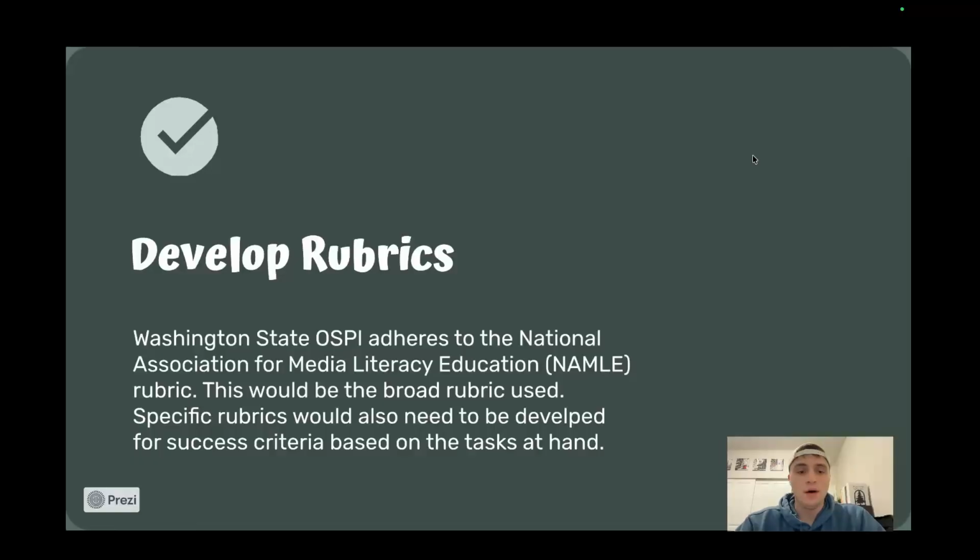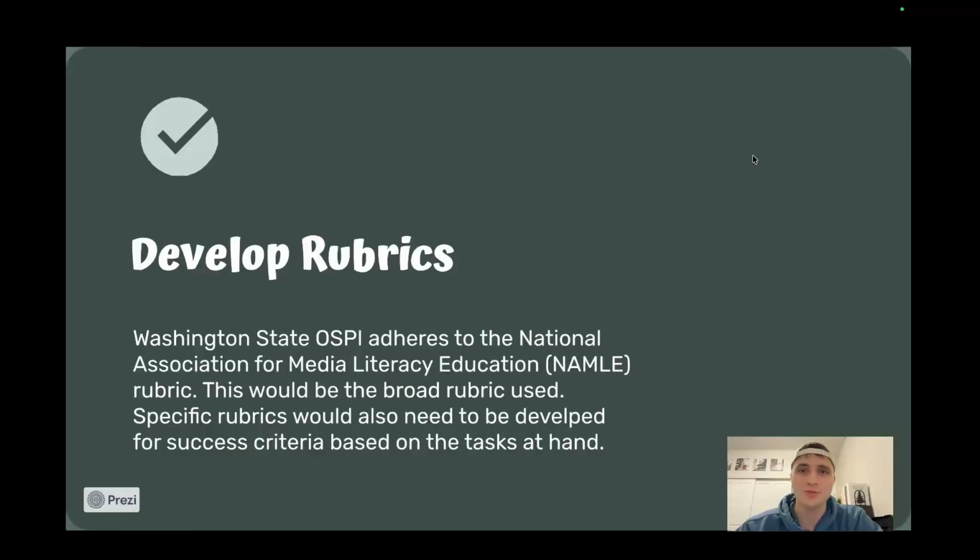So that would be the broad rubric that I would be comparing the lessons I am using to. But the specific rubrics I would create for success criteria, based on the assessments, assignments, tasks and activities, would also have to be developed with consideration to what OSPI wants us to be promoting and doing in our classrooms and what the lesson at hand actually is. That would be a time-consuming process, but well worth it, and definitely something I would need to focus on, because how do I know what I'm teaching to if I don't have something to hold it to?